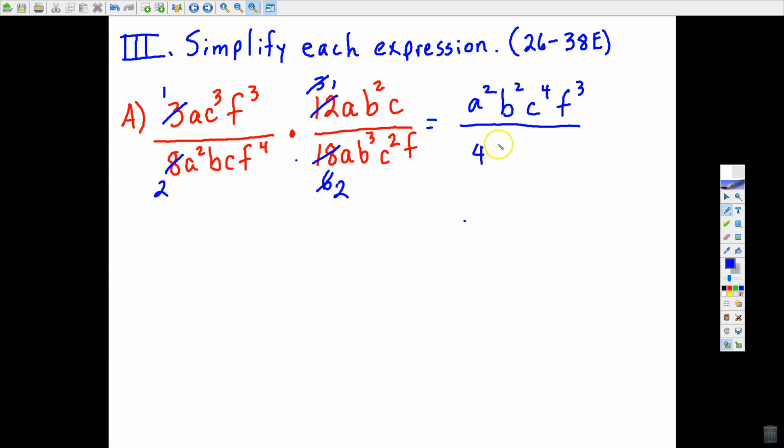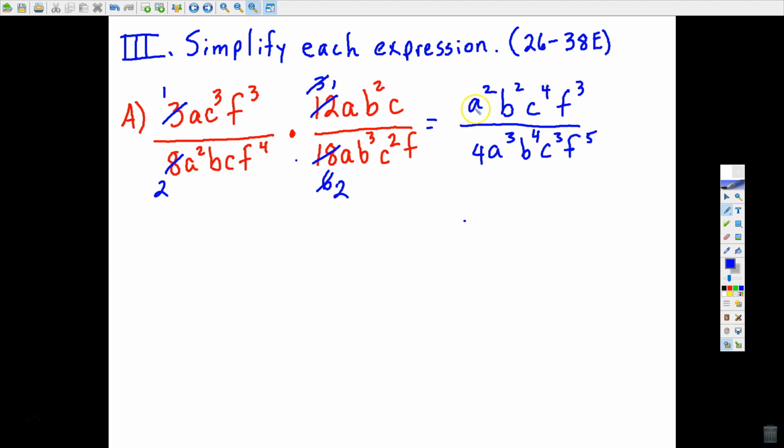A squared times a is a cubed. B times b to the third is b to the fourth. C times c squared is c cubed. And f to the fourth times f is f to the fifth.